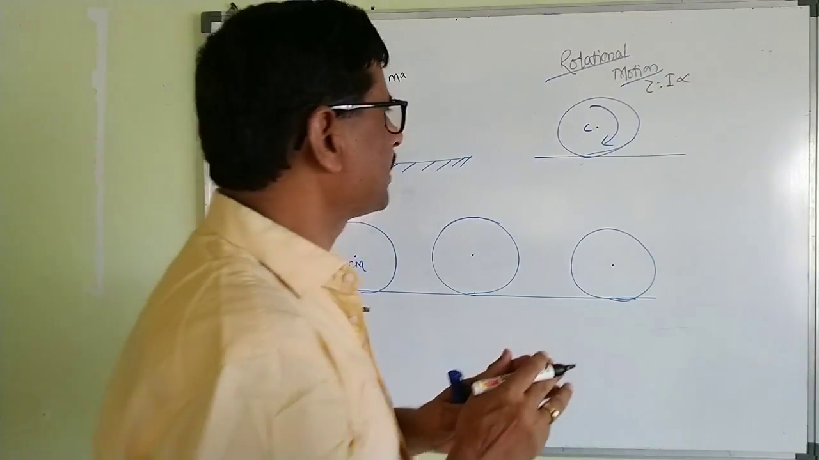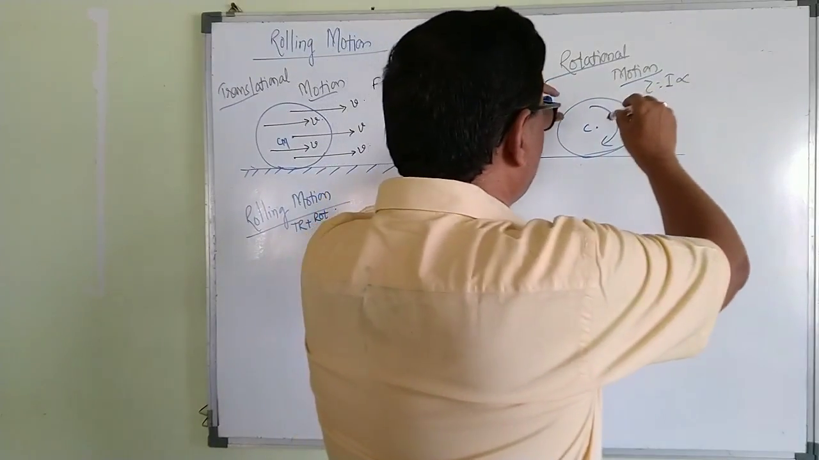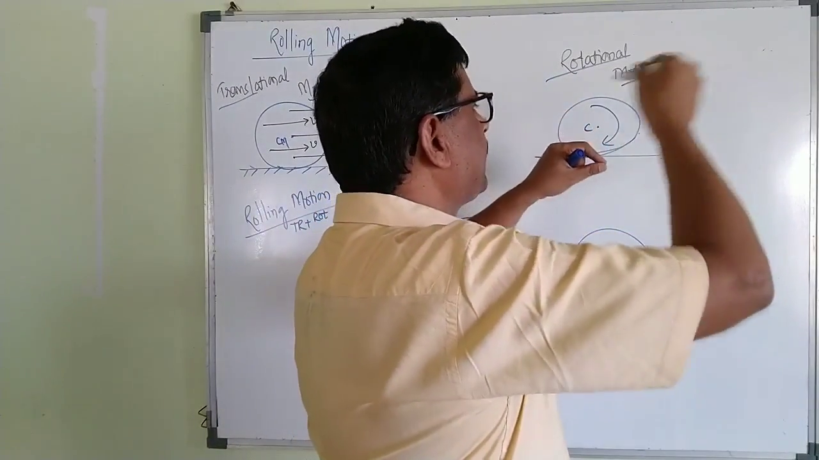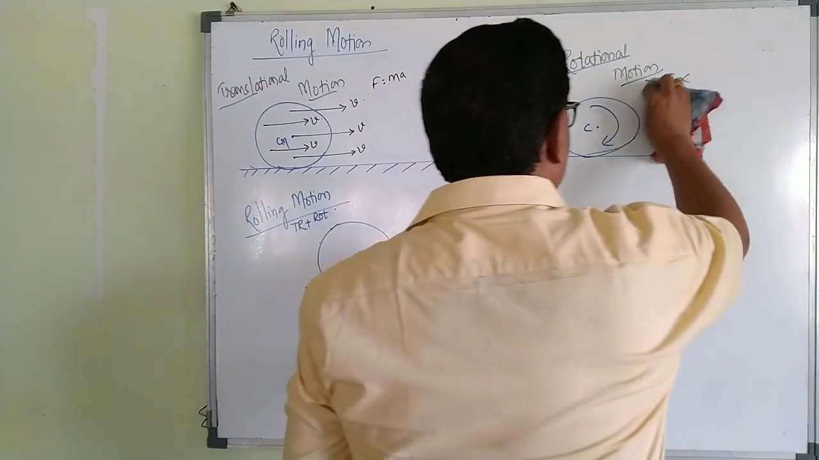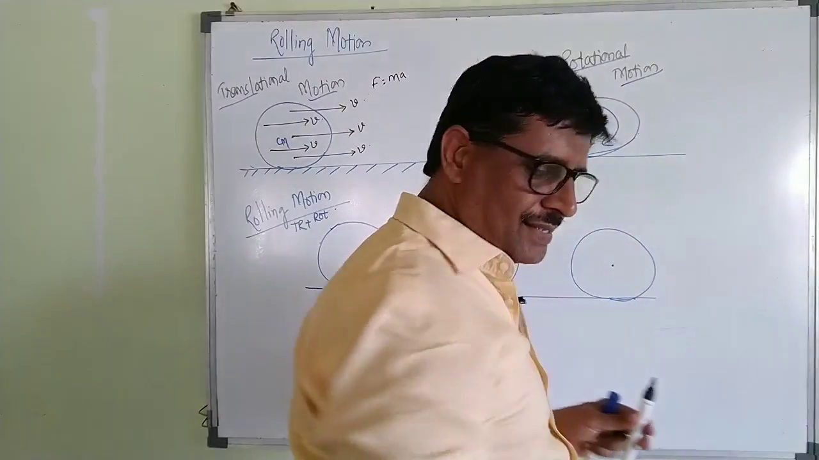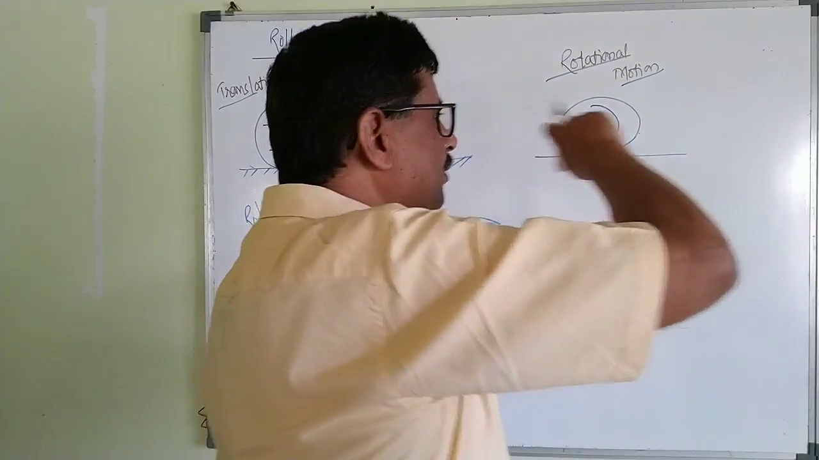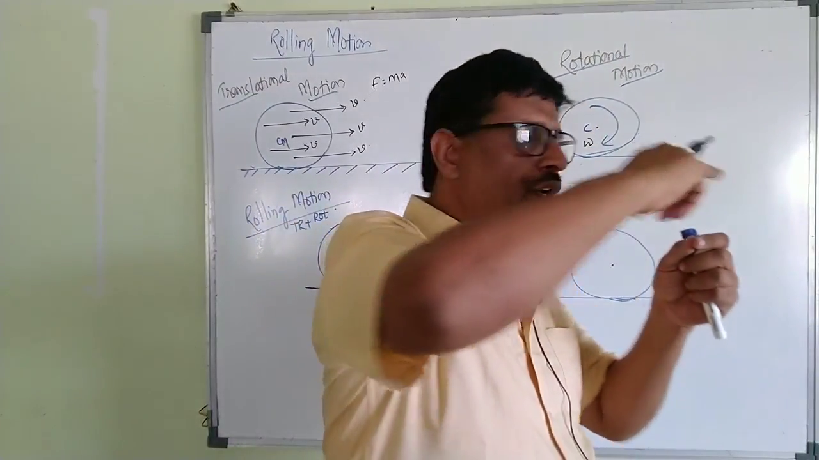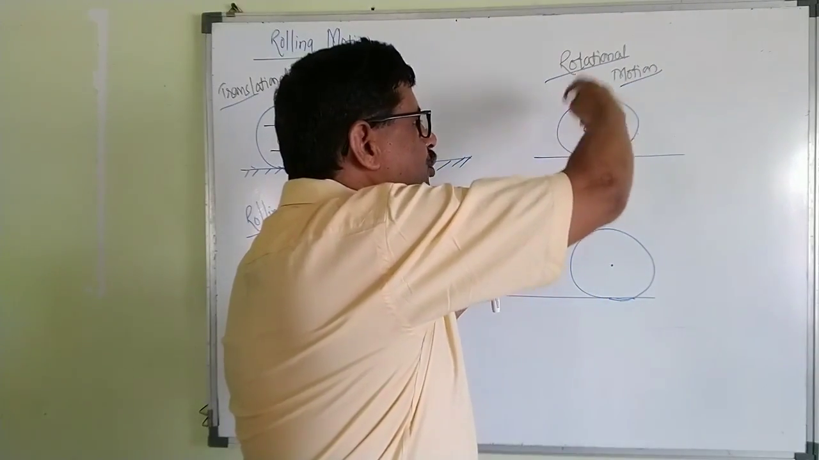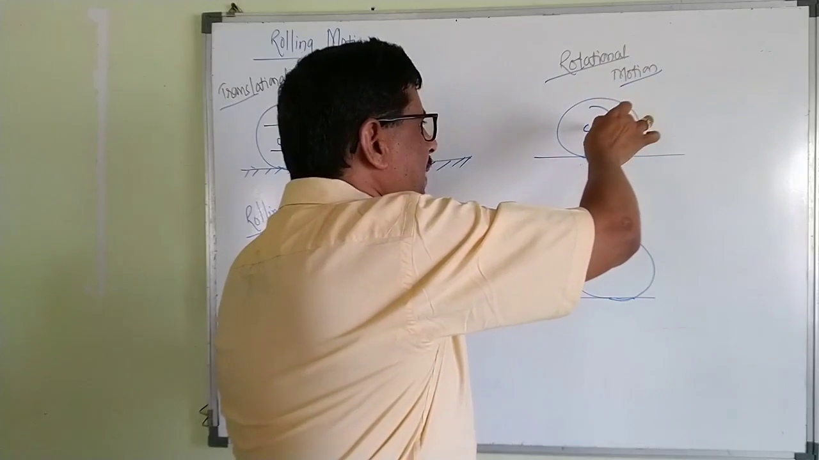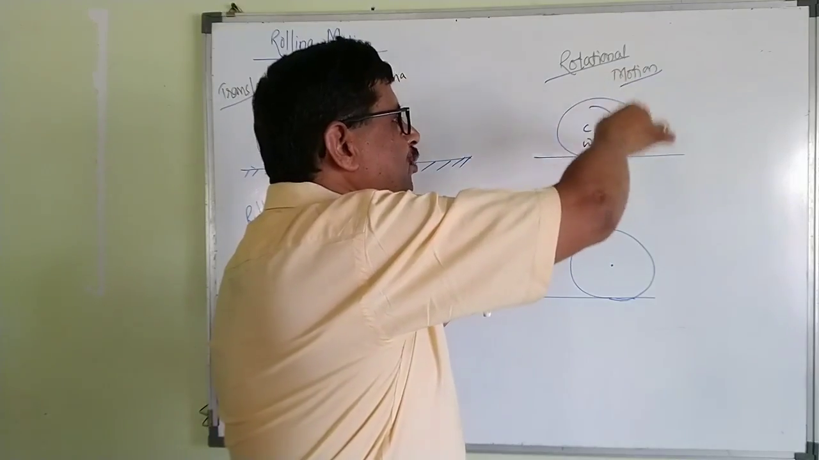In a similar manner, if torque is applied on a body and because of that the body begins to rotate, and in the absence of external torque, if the body attains a constant angular velocity omega, then all the particles of that rotating body perform circular motion. All the particles perform circular motion about an axis passing through the center. Here the axis is perpendicular to the plane of rotation.